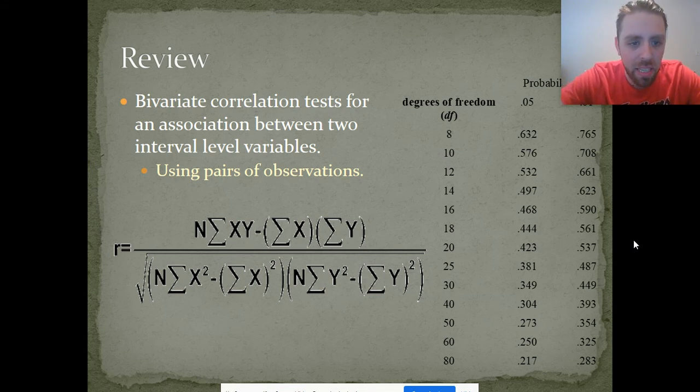So r equals n times the summation of xy minus the summation of x times the summation of y, divided by the square root of n times the summation of x squared minus the summation of x, squared, times n times the summation of y squared minus the summation of y, squared. Then, using degrees of freedom and the probability of rejecting the null, at 0.05 or 0.01, we're able to calculate a number that was between -1 and 1 on the extremes.